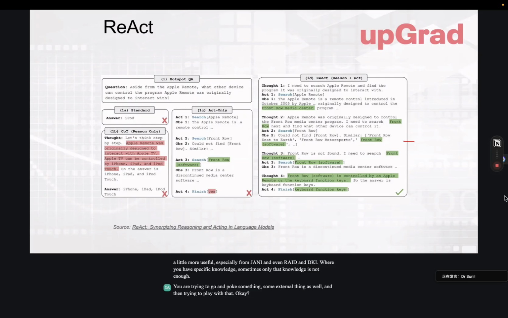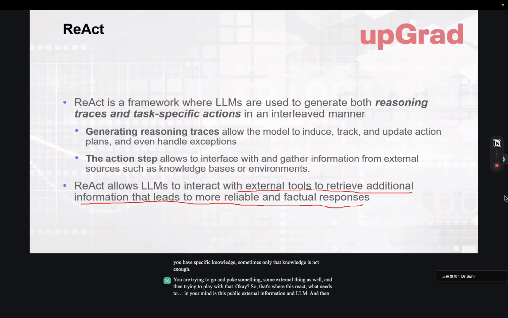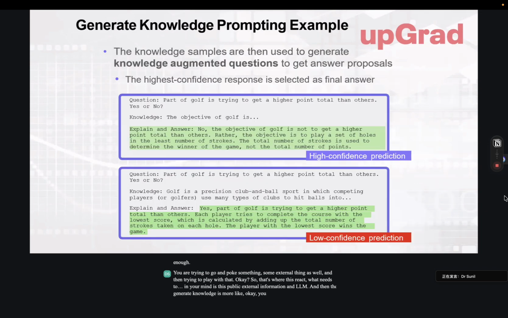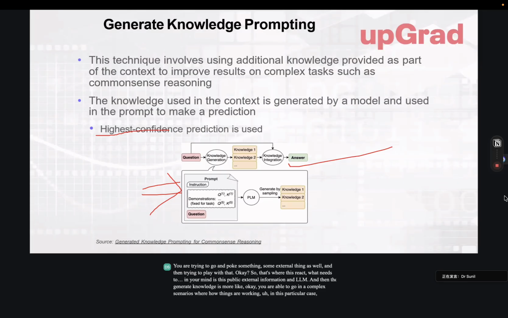Okay, so that's where with ReAct, what you need to keep in mind is public external information and the LLM. And then generate knowledge is more like, okay, you are able to go into complex scenarios on how things are working in this particular case. Then specific knowledge, what you are trying to have in the knowledge, one knowledge for all that, right? So once you create this and you use it for generate knowledge prompting, as the name indicates. So let me take a pause.